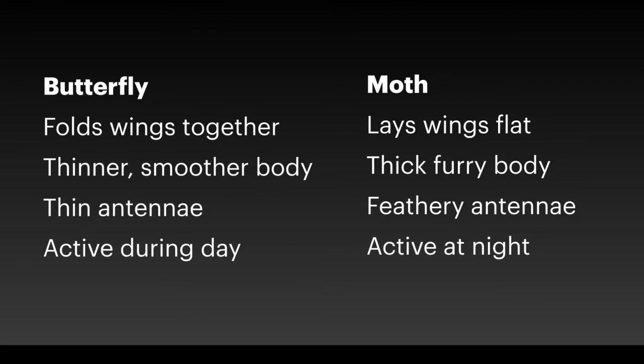And we have the butterfly and the moth. The butterfly tends to fold its wings together and upward when resting, whereas the moth lays its wings flat out. The butterfly has a thinner, smoother body. The moth, a thick, furry body. The butterfly has thin antennae, where the moth has antennae that are almost like feathers. And most importantly, the butterfly is active during the day, whereas the moth likes to fly around at night.